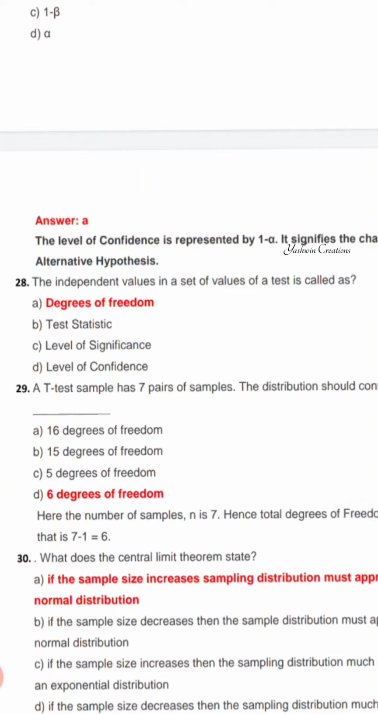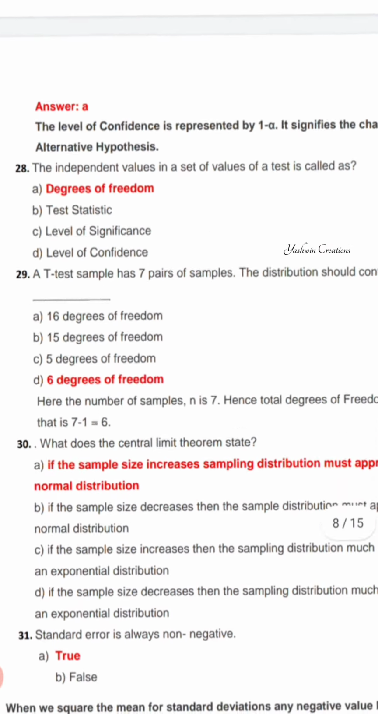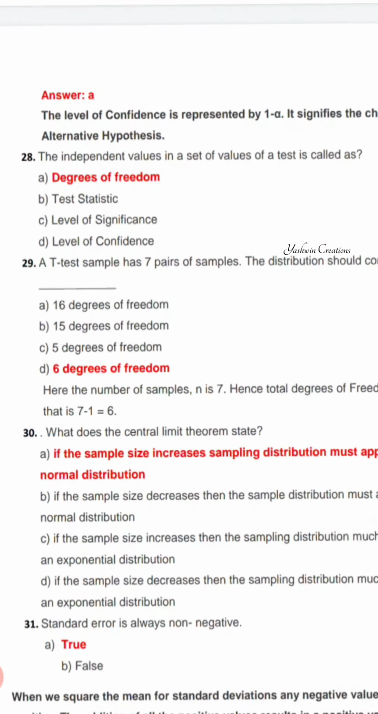What does the central limit theorem state? If the sample size n increases, the sampling distribution must approach the normal distribution.